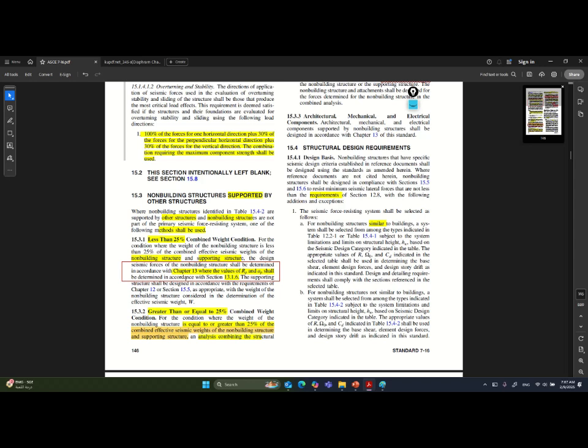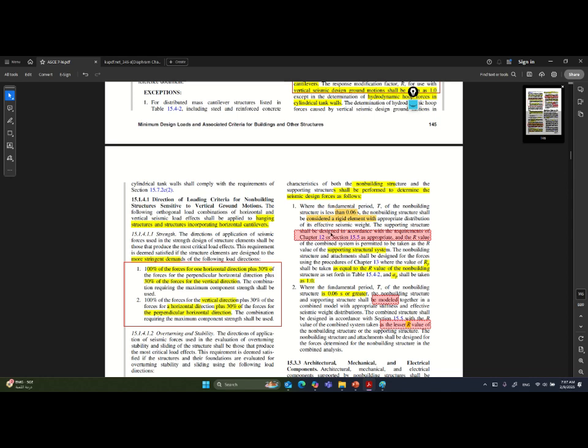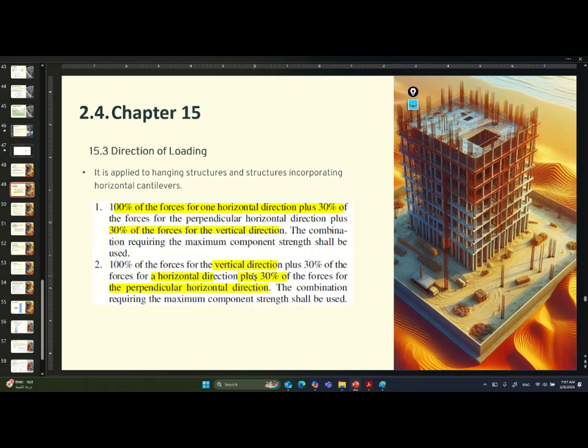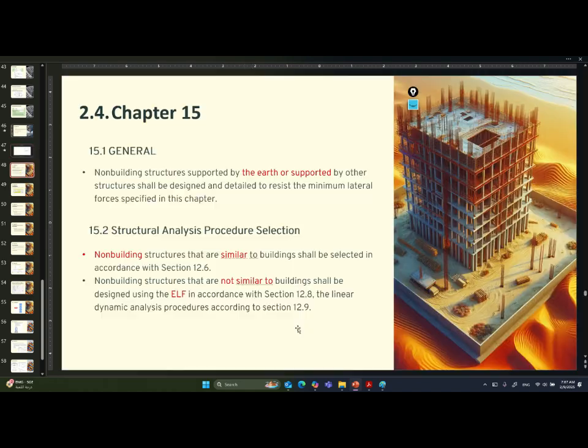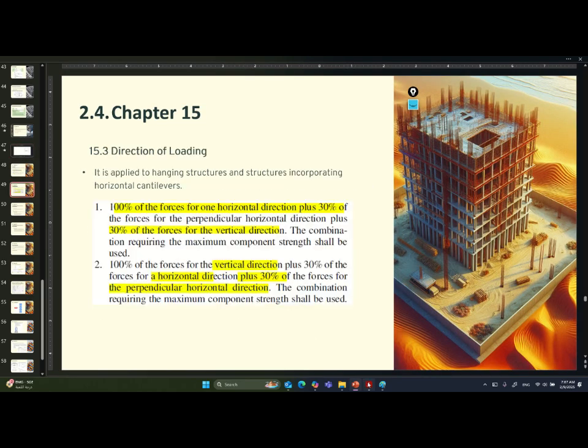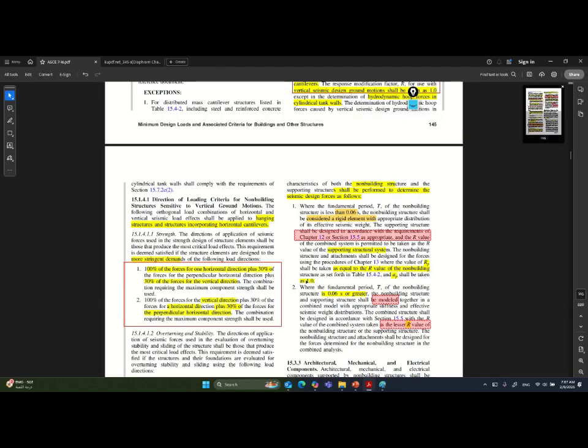Also this is a part of the weight, the section intentionally left blank. Okay, this part is 15.3, telling you if it is less than 25 or greater than 25, and they give you the fundamental period and so on. This is one I summarized for you in the previous slides.